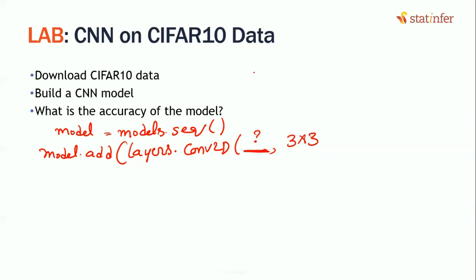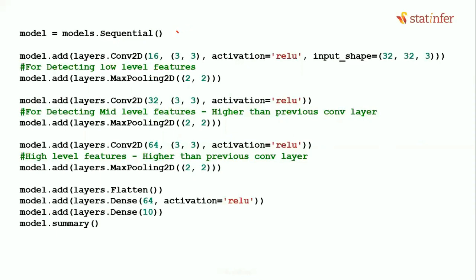I'm saying kernel size is 3 by 3 because our input data is 32 by 32. I think kernel size 3 by 3 should be good enough. Even if you try 5 by 5, not a problem. Then you mention the activation function, then the input shape. Input shape you have to mention only the first time. Model equal to models dot sequential, model dot add convolution 16 comma 3 comma 3. First of all, what is 16 here? 16 is the number of filters in convolution layer 1.